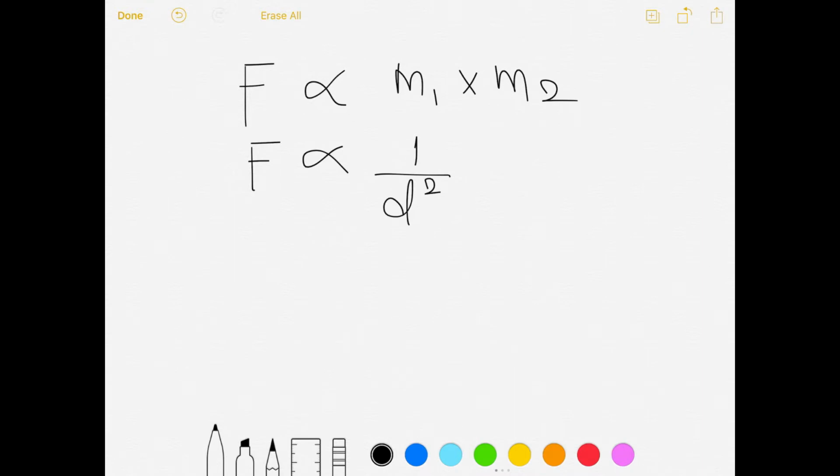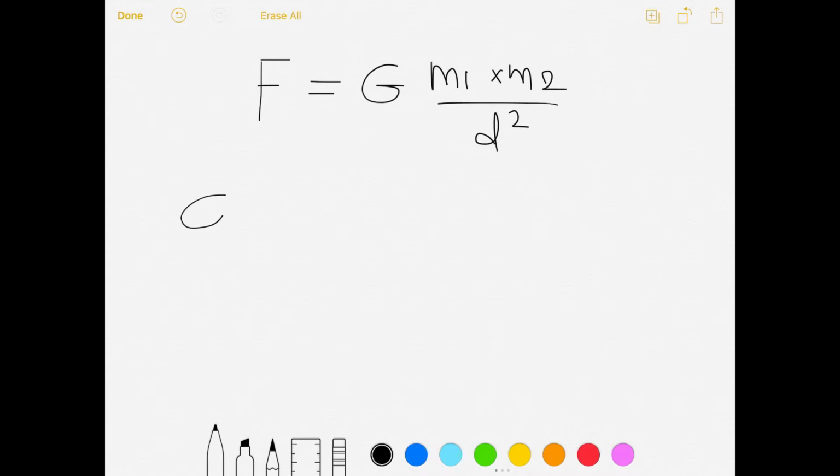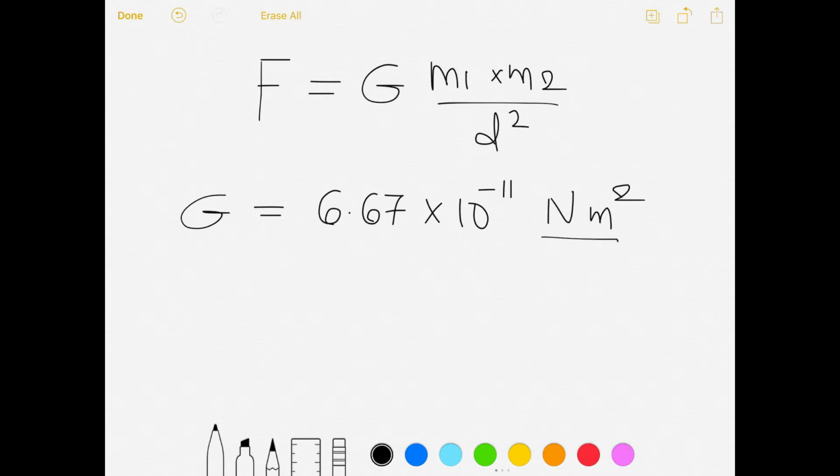Okay, and if I write the mathematical form of that force, it looks like this: F is equal to capital G m1 multiplied by m2 divided by d square, where G is the gravitational constant, the value of which is 6.67 multiplied by 10 raised to minus 11 Newton meter square per kg square. This is what we discussed in the previous session.